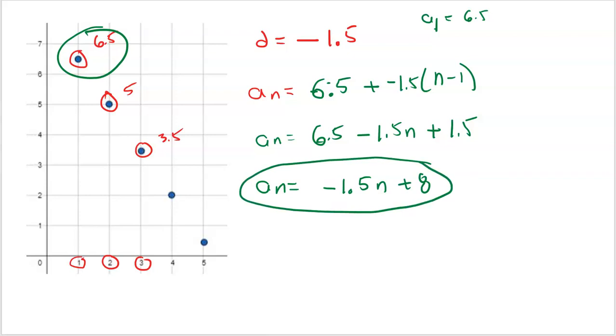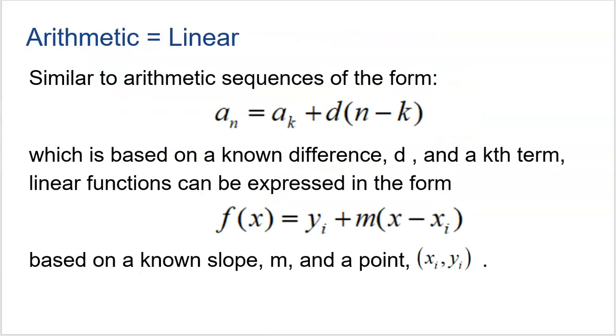There's my formula to find any term I want. Very, very easy. All right, so here's the last idea. I really want to emphasize the idea that arithmetic and linear are the same thing. So similar to arithmetic sequences of the form I just taught you, a sub k plus the common difference times n minus k. Now this is based on a known difference d in a kth term.